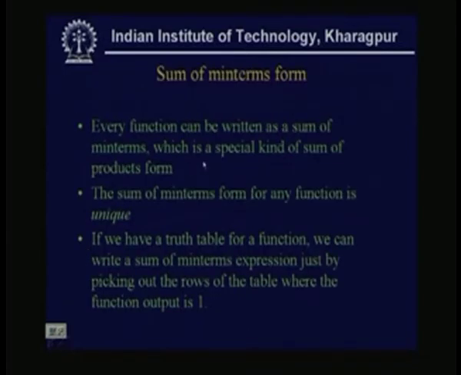Now, every function can be written as a sum of minterms, which is a special kind of sum of product form, and the sum of minterms form of any function is unique. So, this is one property: only in one way can I do this. If we have a truth table for a function, we can write a sum of minterm expression just by picking out the rows of the table where the function output is 1.